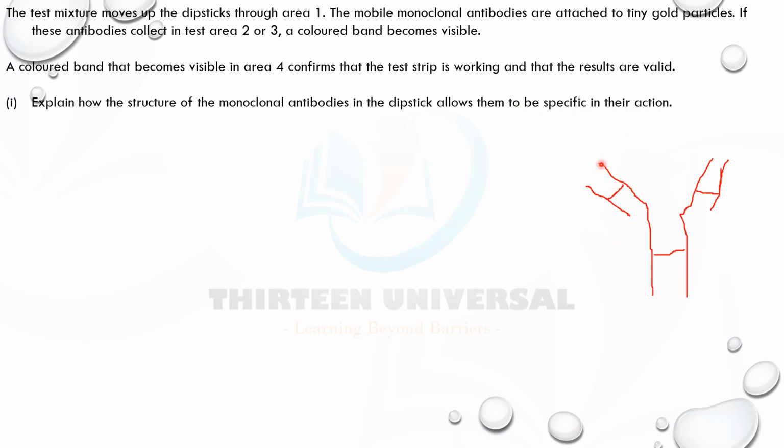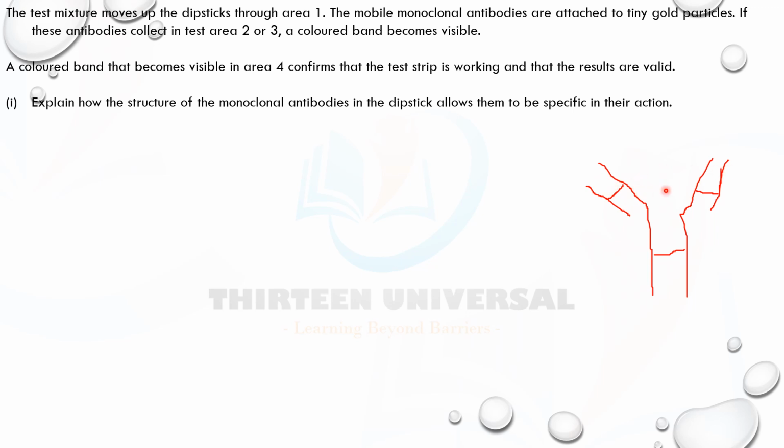So the question is, explain how the structure of the monoclonal antibodies allows them to be specific. The variable region of the monoclonal antibody is specific to a particular antigen, so it is complementary to that antigen. Why? Because of the 3D shape, which is a result of the primary structure. The amino acid sequence affects the 3D shape, which allows it to bind to a specific antigen.